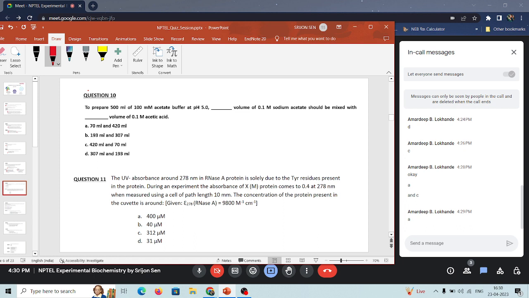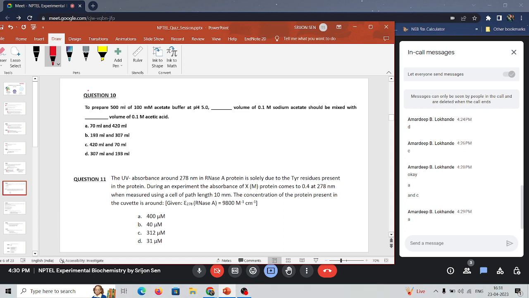So what does it say? Henderson-Hasselbalch's equation: pH equals pK plus log of salt, or the conjugate base, by acid. So the pH has been given. For acetic acid, you can consider the pK to be 4.74 or 4.7, anything. You can take that as the pK of acetic acid and do it.